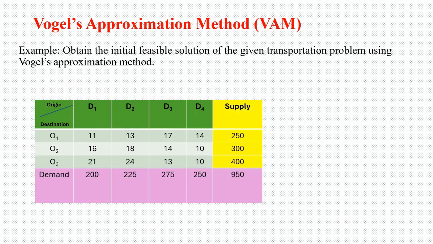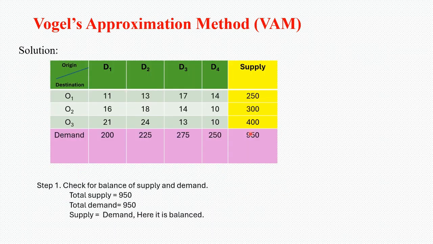Let us understand this clearly with an example. Example: obtain the feasible solution of the given transportation problem using Vogel's approximation method. Solution: this is the table. Step 1. Check whether supply and demand are balanced. Total supply is 250 plus 300 plus 400, which comes to 950. Similarly, total demand is 200 plus 225 plus 275 plus 250, which again is 950. Hence we see balance of supply and demand.